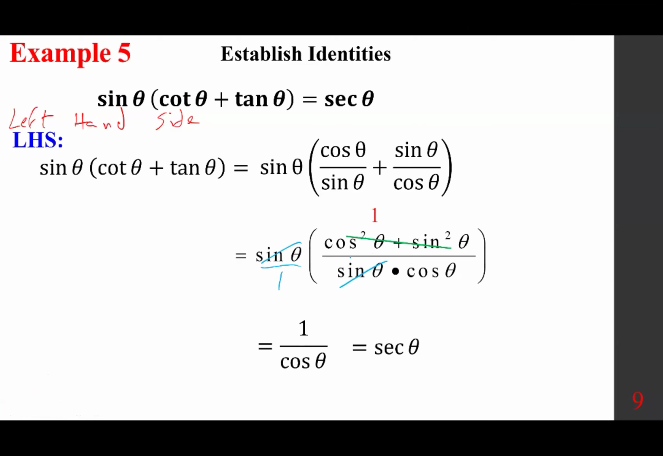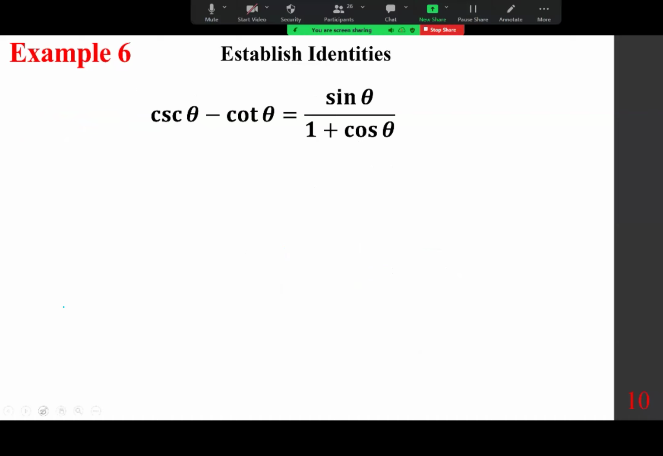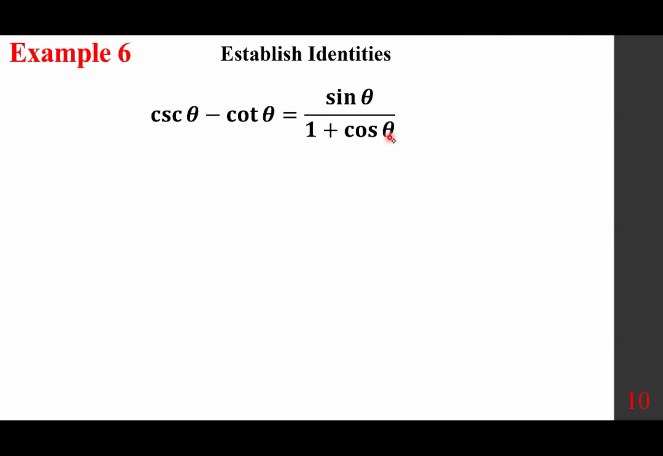So we are using other identities to prove the new identities using algebraic techniques. Very straightforward, everybody. Cosecant theta minus cotangent theta is sine theta over 1 plus cosine theta. You can start from one side and get to the other, because normally for every trigonometric function we should use sine and cosine to establish identities.